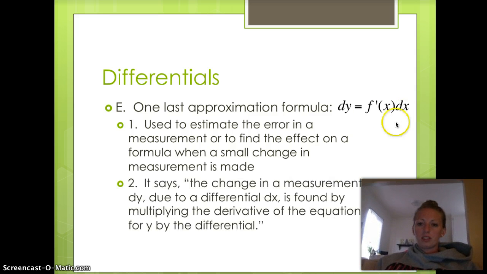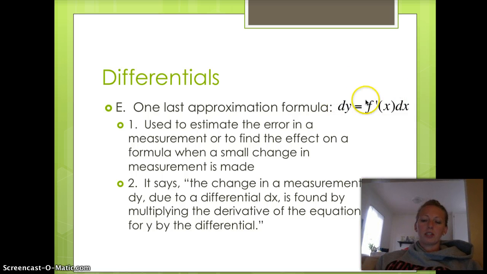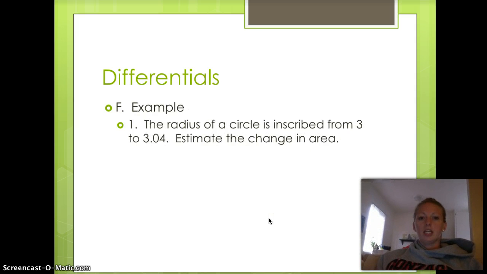It says, so what this phrase means right here, dy equals f prime of x dx, the change in a measurement dy due to a differential dx is found by multiplying the derivative of the equation for y by the differential. So that's kind of wordy and confusing, but again, we're going to do an example.